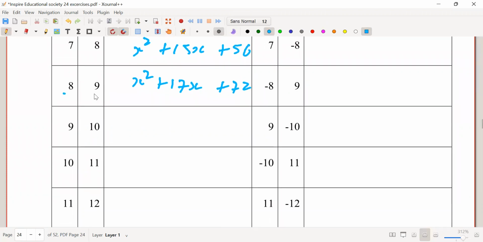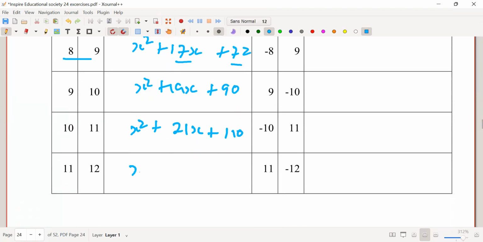That is, I'm adding and simultaneously multiplying the two. That's how I can be fast with this. So X squared plus 19X plus 90. X squared plus 21X plus 110. X squared plus 23X plus 132. That's 132. How did I do it? 1 plus 2 is 3. So I substituted that also inside.